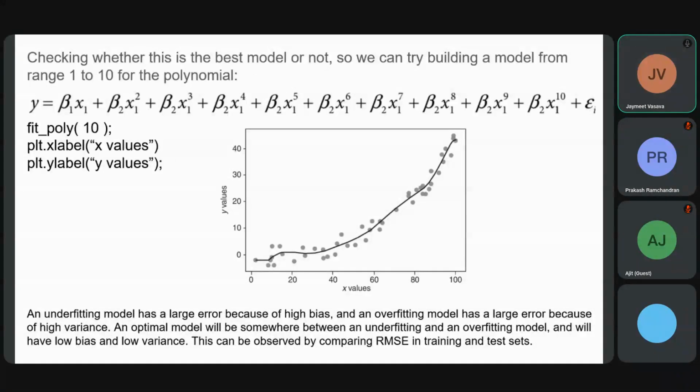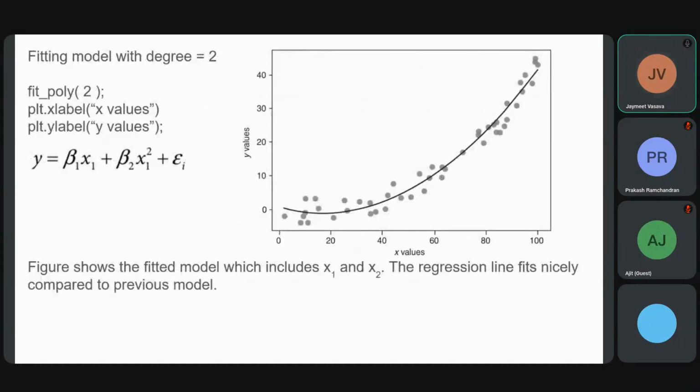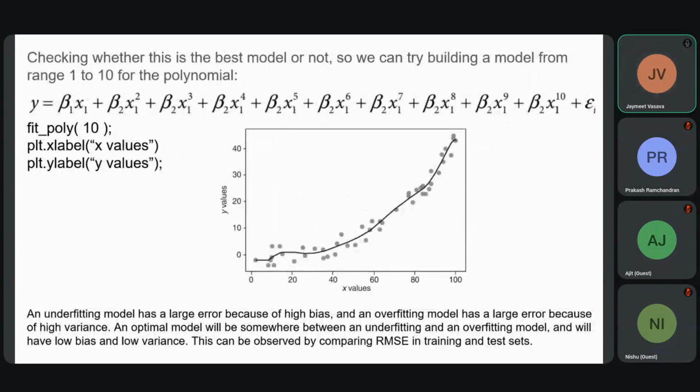As we started with a degree of 1, we'll use it on the range of 1 to 10 now and see what results we get. Doing it again with the fit poly method and plotting the graph. This is the graph that we get for doing it in the range of 1 to 10.